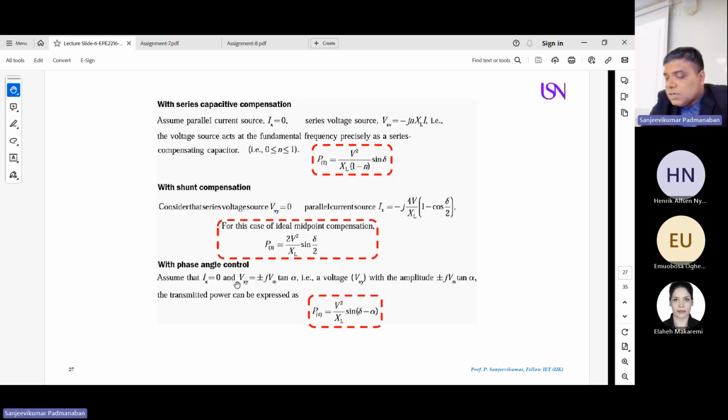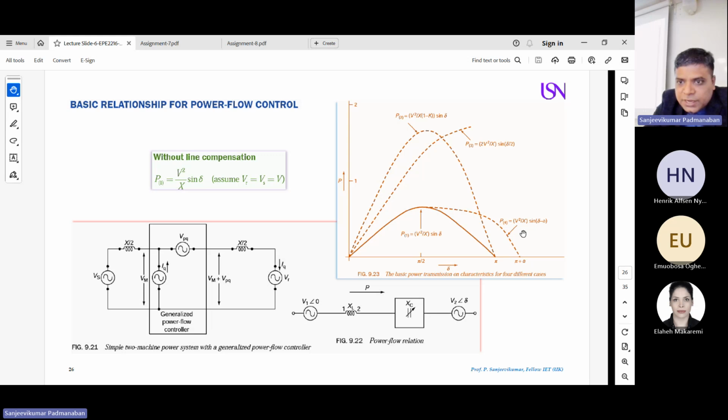Third one is phase angle control. You can go for phase angle control. Here the formula is P4, V² by XL into sine (delta minus alpha or A). So this is the P4 characteristic where you are able to control the phase angle of your output power generation.